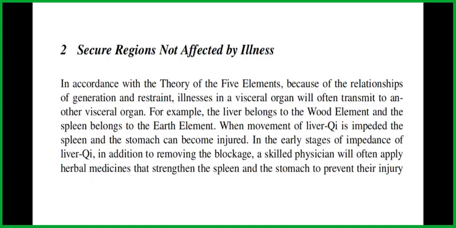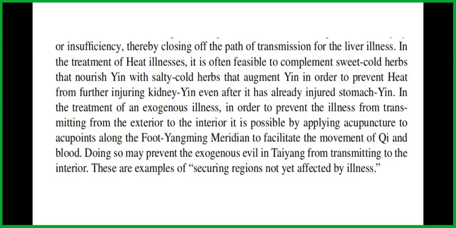In accordance with the theory of the five elements, because of the relationships of generation and restraint, illnesses in a visceral organ will often transmit to another visceral organ. For example, the liver belongs to the wood element and the spleen belongs to the earth element. When movement of liver qi is impeded, the spleen and the stomach can become injured. In the early stages of impedance of liver qi, in addition to removing the blockage, a skilled physician will often apply herbal medicines and strengthen the spleen and the stomach to prevent the injury or insufficiency, thereby closing off the path of transmission for the liver illness.